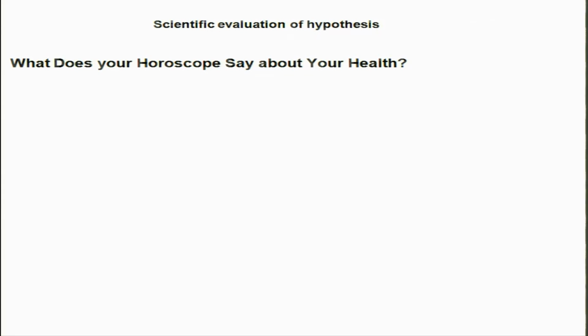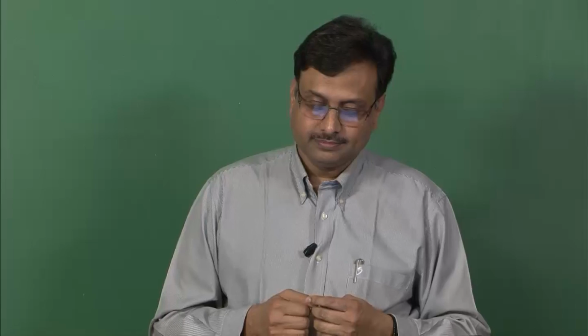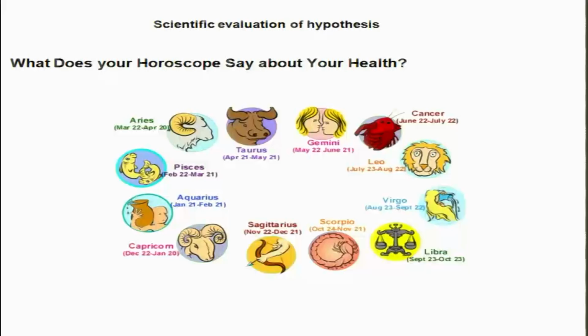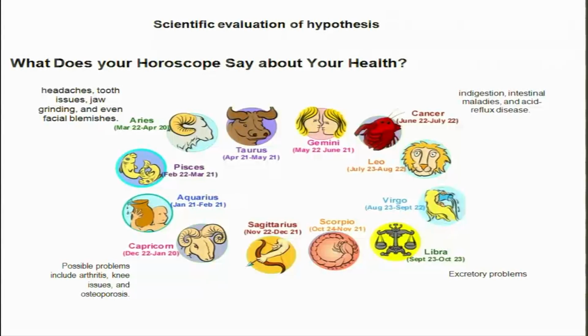So let's look into some of this. What does our horoscope say about your health, right? There are various ways by which people predict this, and one is using the zodiac sign, Rashi or whatever it is, depending on the month in a year that you are born. There are certain examples shown. For example, if you are a Cancer, then you may have problems of indigestion, intestinal maladies, and if you are Libra, you have excretory problems, and so on. So there are some predictions that are shown, right?